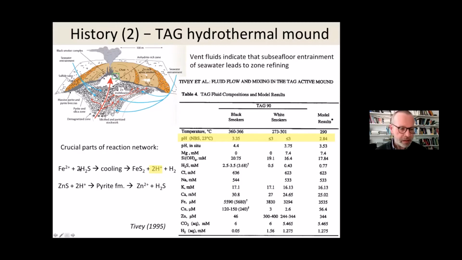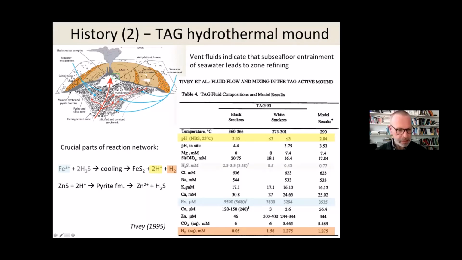I extracted two of the crucial reactions that are part of this reaction network that is going on inside the mound. And we'll see that all these differences in the compositions between the black and white smoker fluids can be explained by invoking these reactions, which are the precipitation of pyrite, which lowers the pH, explaining this difference. It produces hydrogen, which we see here. Hydrogen in the white smoker fluids is much higher than in the black smoker fluid. It removes iron, and we see that here. Iron is lower in the white smoker fluid than in the black smoker fluid.